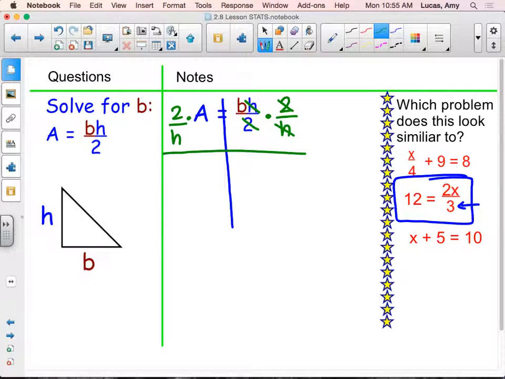So I'm essentially multiplying by the reciprocal of h over 2. I'm multiplying by 2 over h. Remember when you're multiplying by the reciprocal like this, you put a 1 under the a, multiply straight across. 2a and h times 1 is just h, so 2a divided by h equals our base. If you don't like multiplying by the reciprocal, you could certainly do two steps. Like over here where I said you could multiply by 3 first and then divide by 2 on each side, and that will give you the same result.